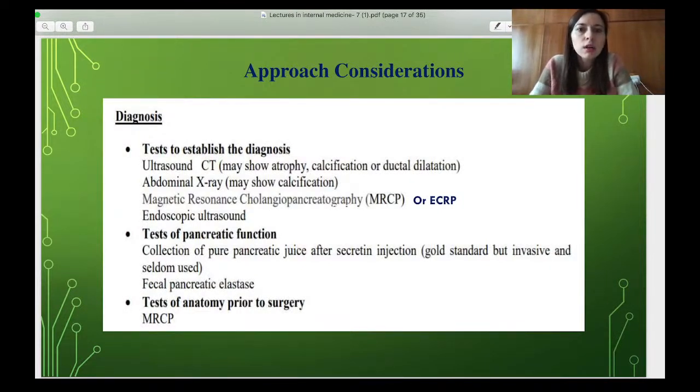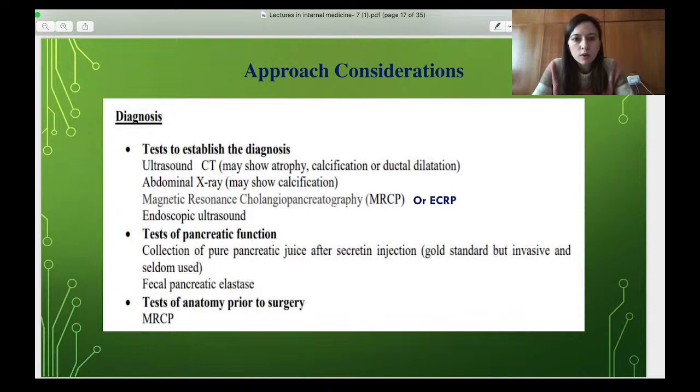Next, approach consideration. And what about diagnosis? When you determine that your patient has pancreatitis, tests to establish the diagnosis.